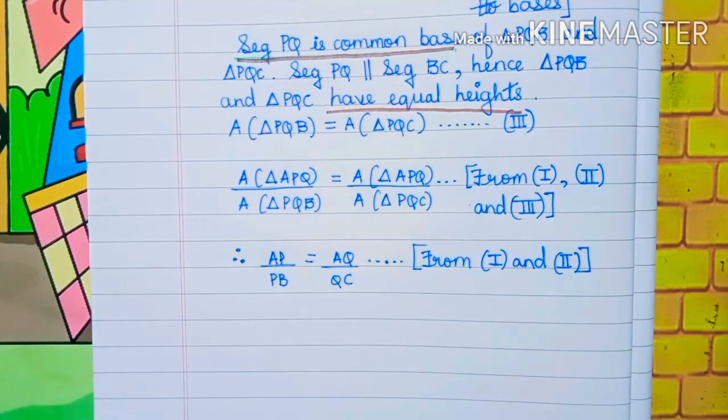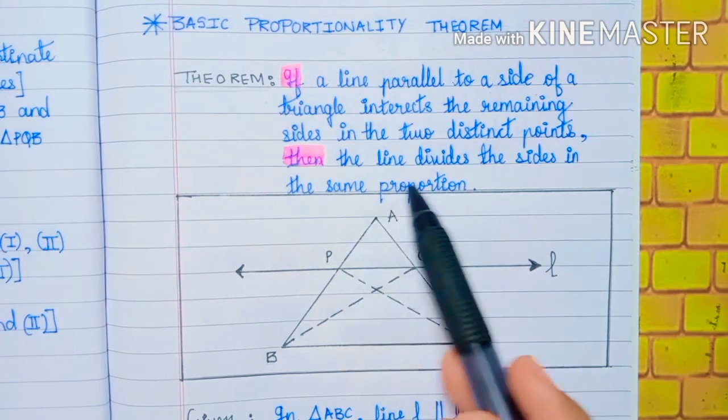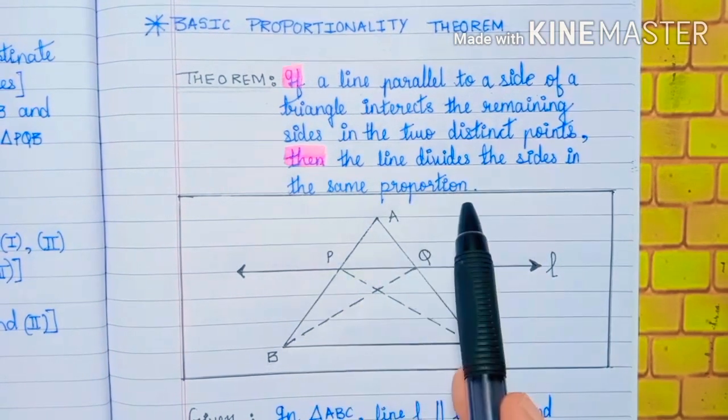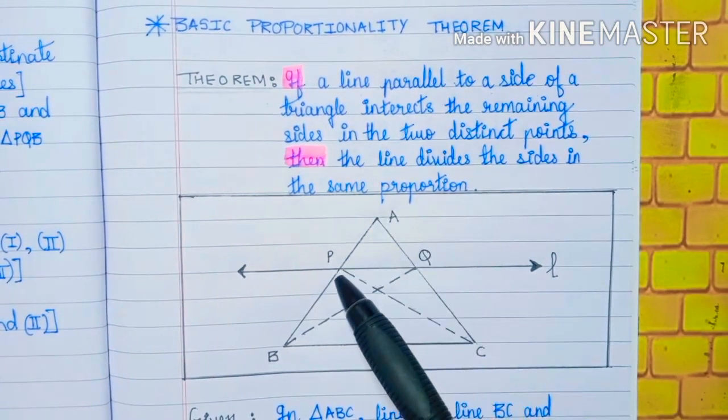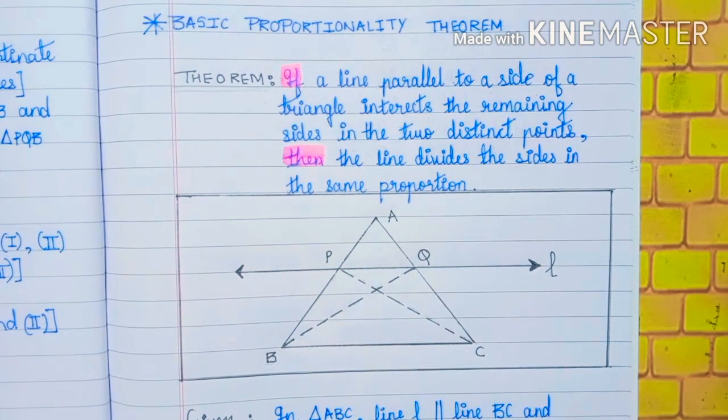Let us again go back to the theorem and see what we had to prove. Here we had to prove that the line divides the sides in the same ratio. That is, AP upon PB is equal to AQ upon QC, and we proved it in the last step. So we have completed the basic proportionality theorem.